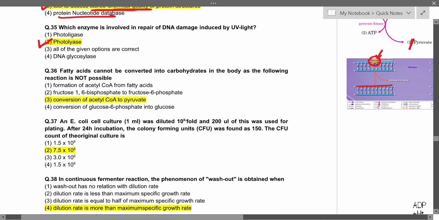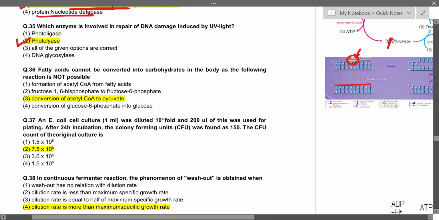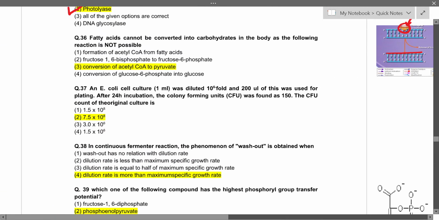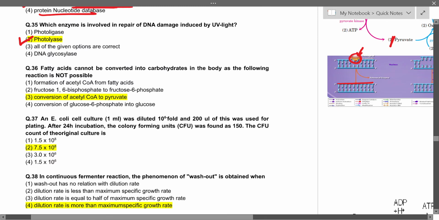Fatty acids cannot be converted into carbohydrates in the body as the following reaction is not possible. Formation of acetyl-CoA from fatty acids. Yes, acetyl-CoA can be formed from fatty acids. This is correct, this happens. But here they are asking which is not possible, so this is not the correct option.